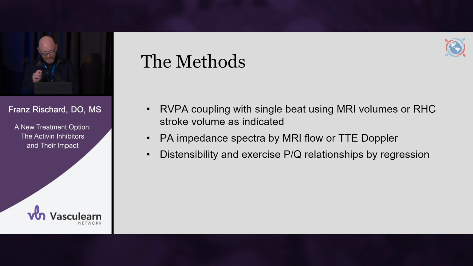So for this analysis we undertook methods including analysis of RV-PA coupling, which is a measurement of RV adaptation to disease, using single beat measurements and the MRI data for volumes. We also looked at the impedance spectrum, which is essentially a gold standard for afterload. And then we looked at distensibility and exercise pressure flow relationships during her exercise.